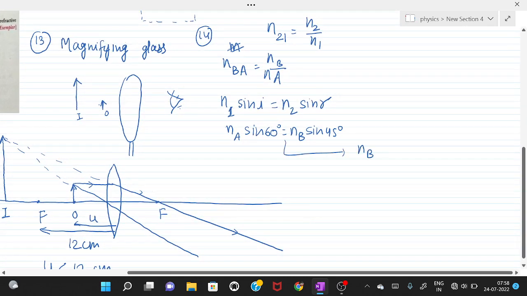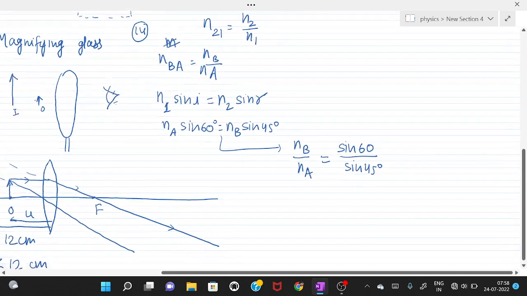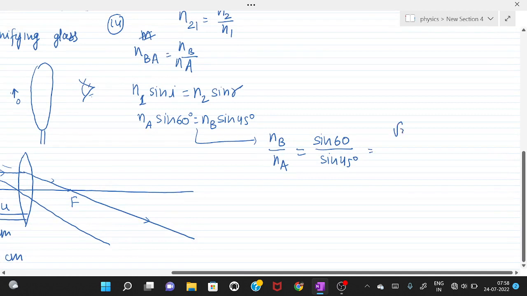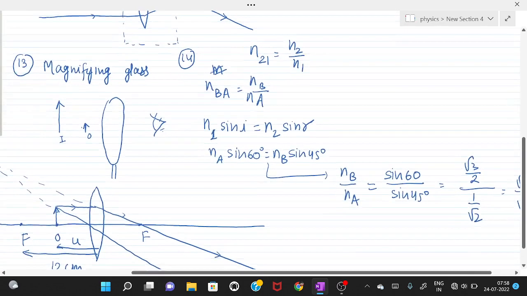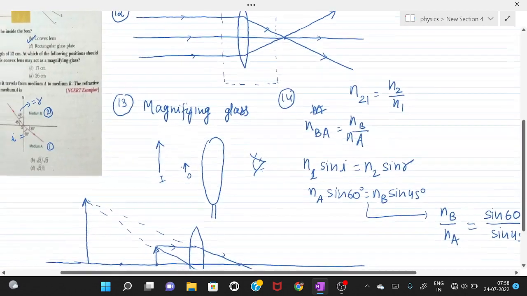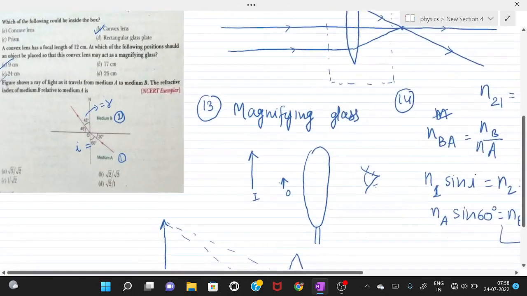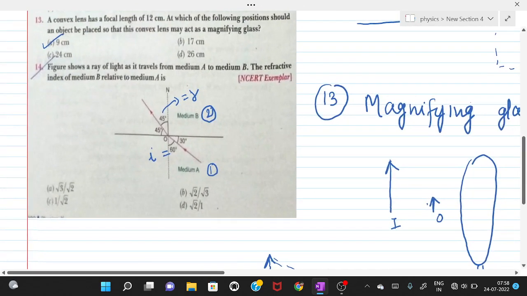NB by NA, refractive index of medium B by refractive index of medium A, is equal to sin 60 degree by sin 45 degree. What is the value of sin 60 degree? Sin 60 degree is root 3 by 2. And what is sin 45? Sin 45 is 1 by root 2. If we simplify this, it will be root 3 by root 2. Let's see the options. Is there any option like this? Yes, we have option number A for root 3 by root 2. So option A is the correct answer for question number 14.